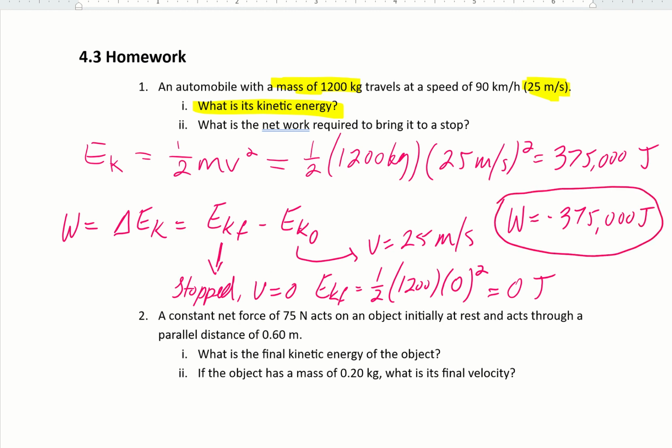So the whole point of this is you can use the work-energy theorem to reason through the scenario that's being posed and calculate the work without figuring out, you don't have to figure out the force or the displacement, because work is equal to the change in kinetic energy.